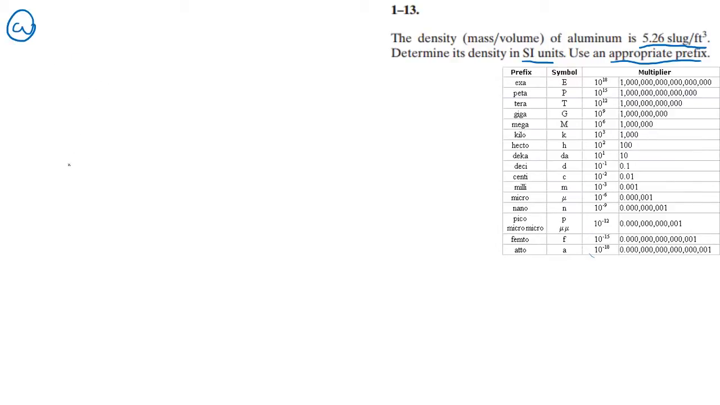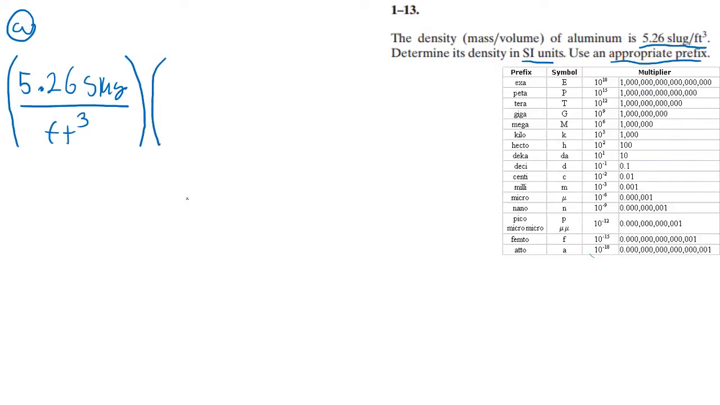So we want to find the mass in SI units, and right now we're in some kind of Imperial English units, so we cannot have that. I don't even know what a slug is other than an insect. So 5.26 slugs per feet cubed, and we want to convert that into most likely kilograms per meter cubed or something along those lines.